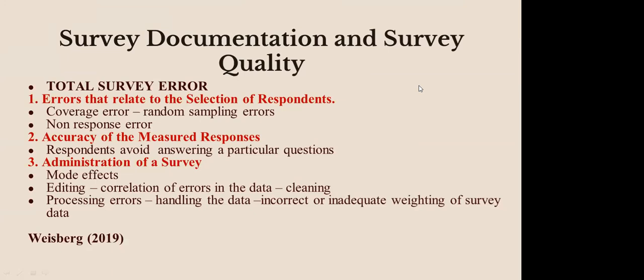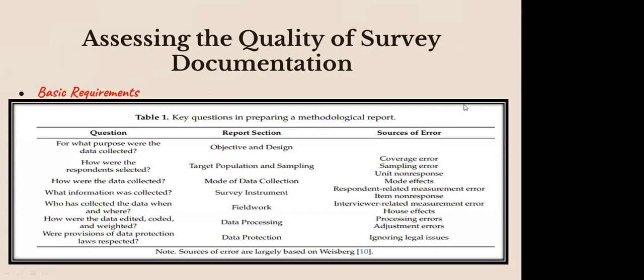So now moving on to the next part: assessing the quality of survey documentation. The basic requirements. A beautiful pattern which I have taken a clip from Weisberg's sources of error. When you assess the quality of survey documentation, certain basic requirements are needed. We call it the flow of survey research. So what is the flow in survey research?